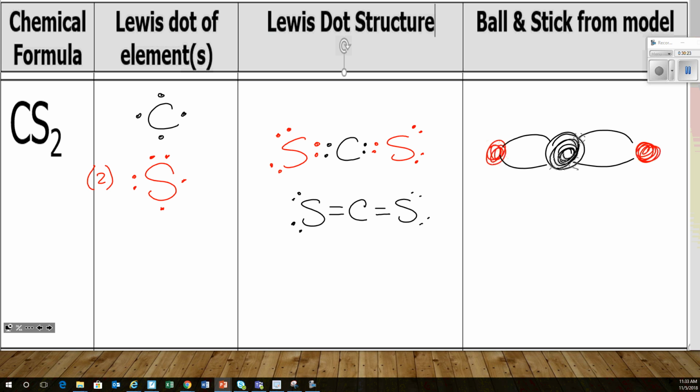Okay, wouldn't it be like this? It's like CO2, right? The only difference is we're using sulfur instead of oxygen, so it's a little stinkier. Okay, so this is linear, and it's 180. We good to go?